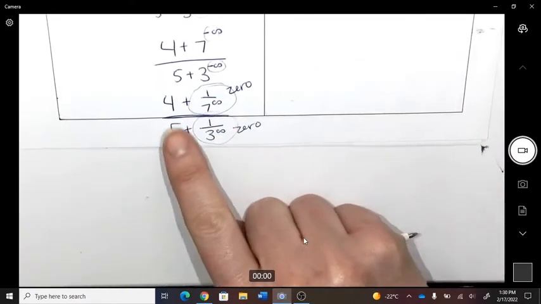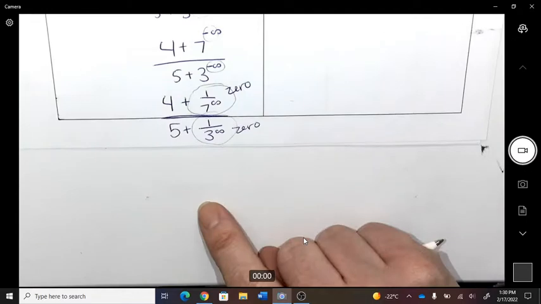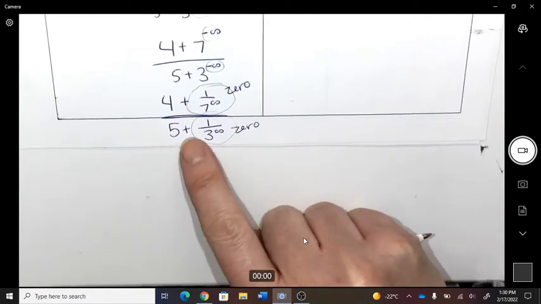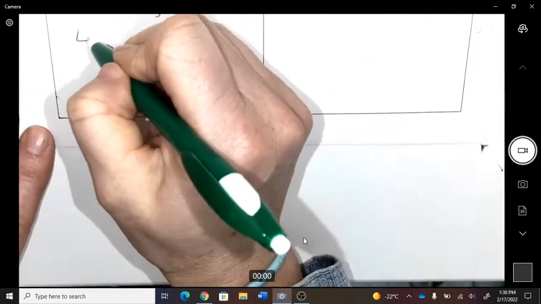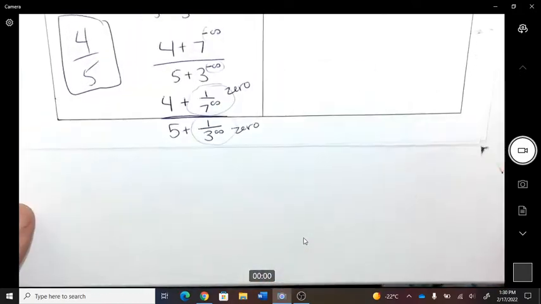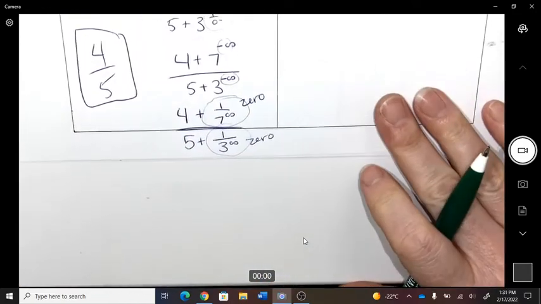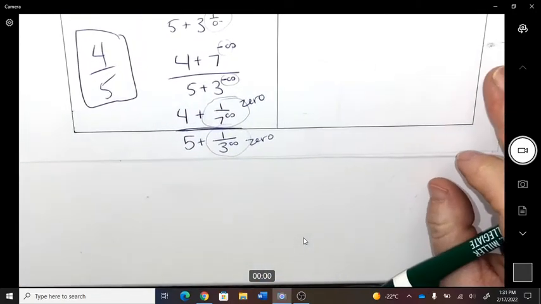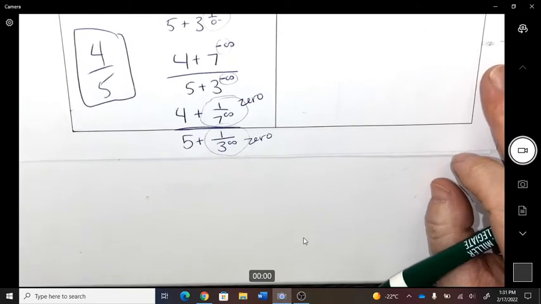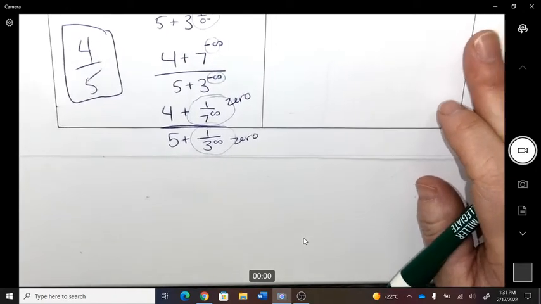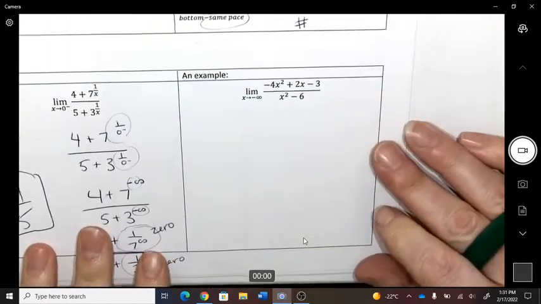So what's my final answer? Think about 4 plus 0 on the top and 5 plus 0 on the bottom. So I'm eventually going to approach 4/5. Okay, next example.